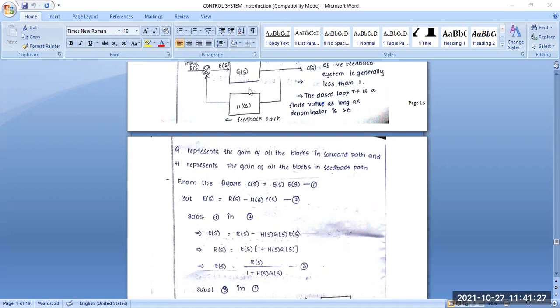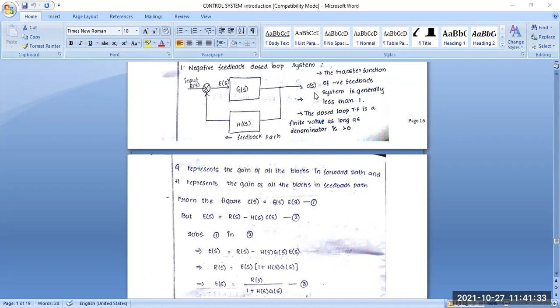First, we consider the output section. C(s) is the output, so we write C(s) equals G(s) into E(s). These are basically the output equations. Another one is E(s), which comes from the reference input signal to the controller part. So E(s) equals R(s) minus H(s) into C(s), where R(s) is the input point, minus the difference from the feedback path, that is H(s) into C(s), the output part.